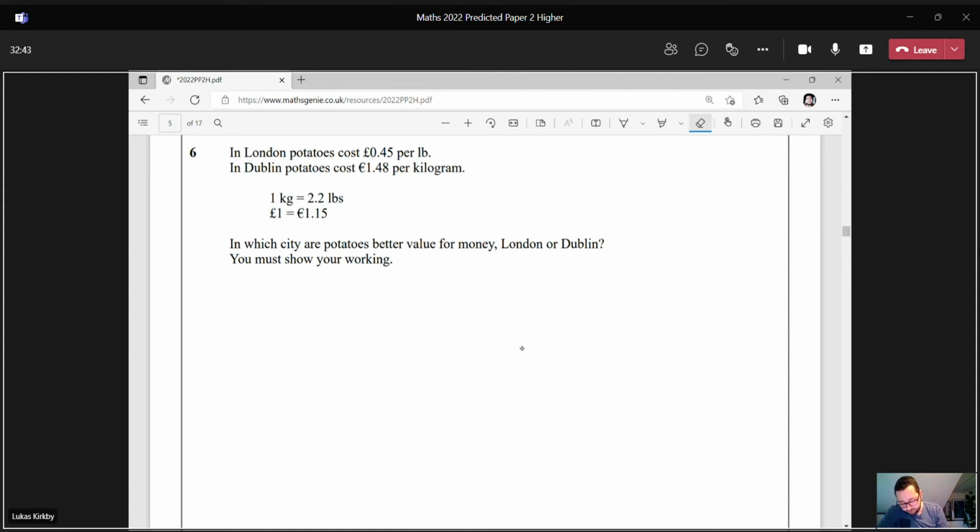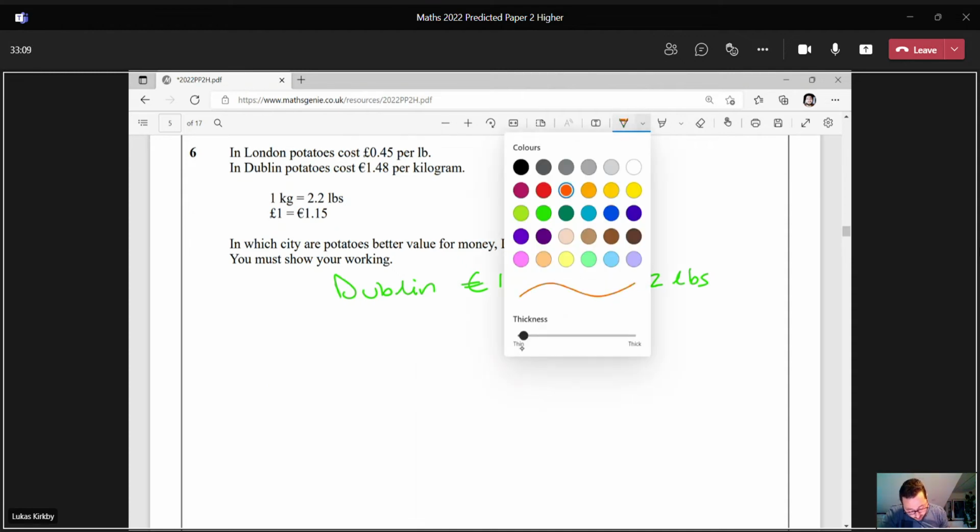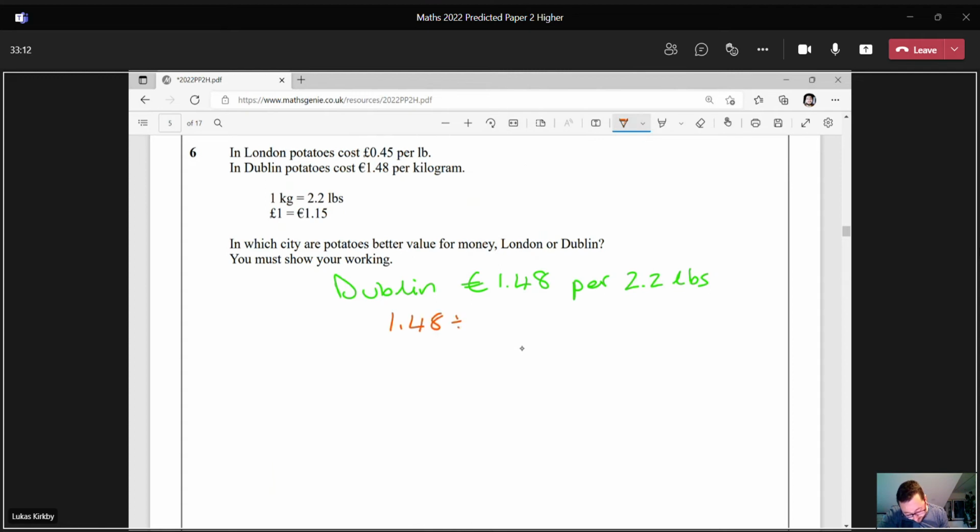So we just need to convert one to the other, so why not convert Dublin to London? So in Dublin, we've got that it is €1.48 per kilogram. But we know that 1 kilogram is 2.2 pounds, so we can write that as per 2.2 pounds, like that. And then to make that to £1, we just want to divide by 2.2. So 1.48 divided by 2.2. Again, I'll just use my calculator. That's going to give me 0.672, where the 72 is recurring.